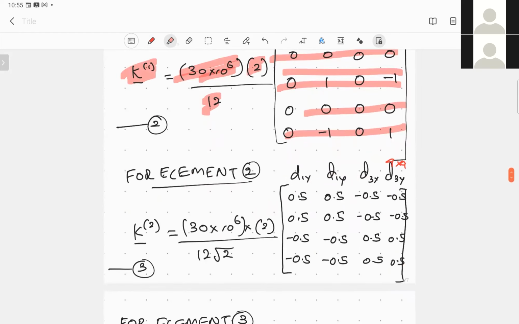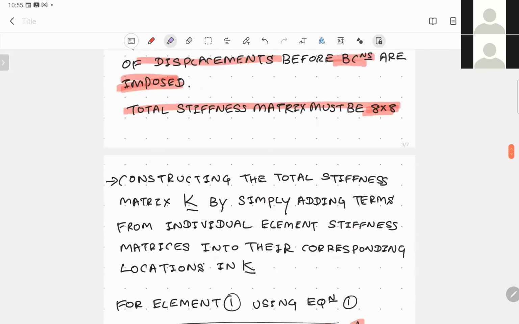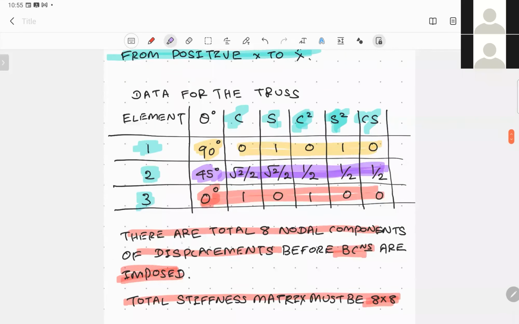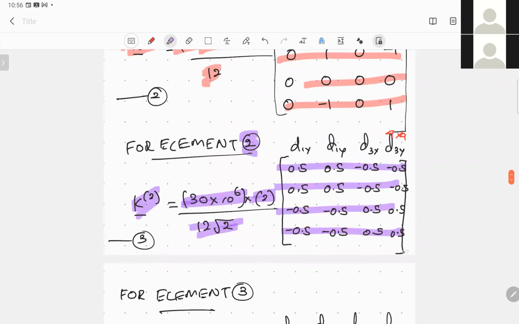Similarly, for element number 2, we can write the stiffness matrix using the geometric data as well as the cosine, sine, and the corresponding terms. You just substitute the values you get from the table. These are the values I have shown here for element number 2, and the corresponding nodal displacements are for node number 1 and node number 3. Again, the displacements in the x and y directions you can write on the top.